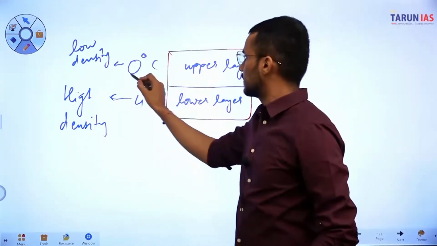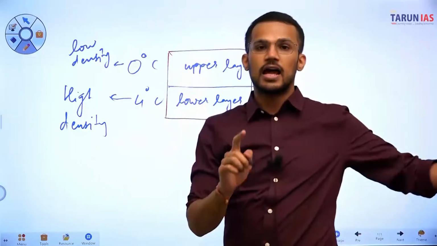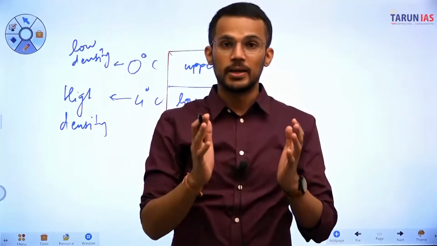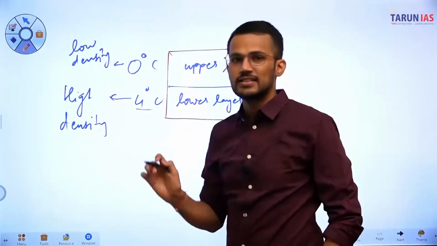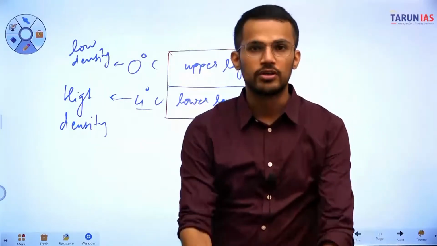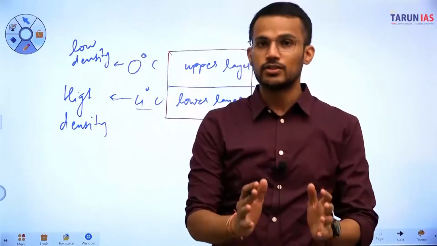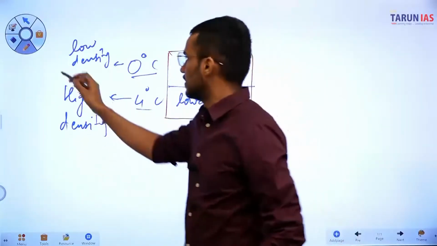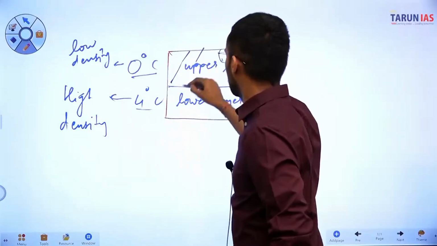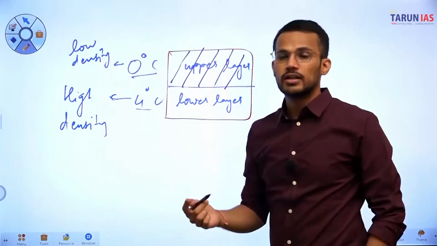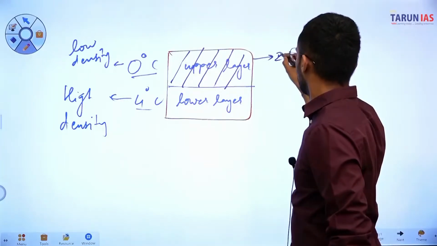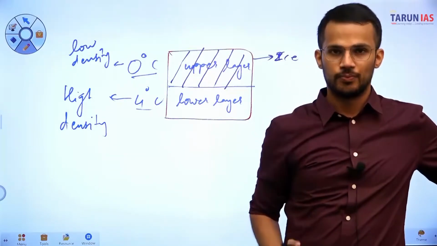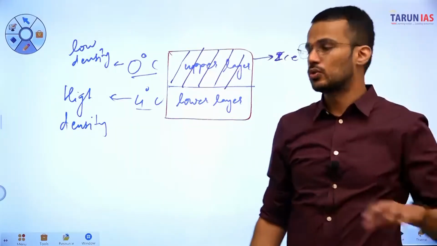Fine. So as this water at 0 degrees Celsius is at low density, it will remain at the top. And the water at 4 degrees Celsius, because of its high density, will remain at the bottom. As a result of this, at 0 degrees Celsius, we know that water freezes, and that's why this upper layer will be converted into ice, and the lower layer will remain in water or liquid form. Fine. So I hope you have understood this particular discussion.